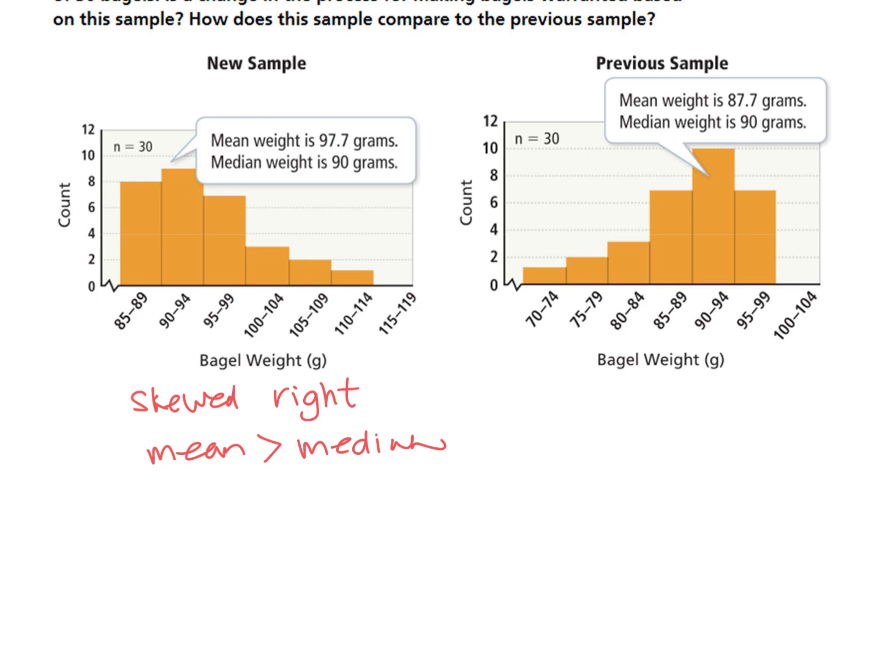We'll just review the other one. We were skewed to the left. So skewed left, and in this case, the mean was less than the median.